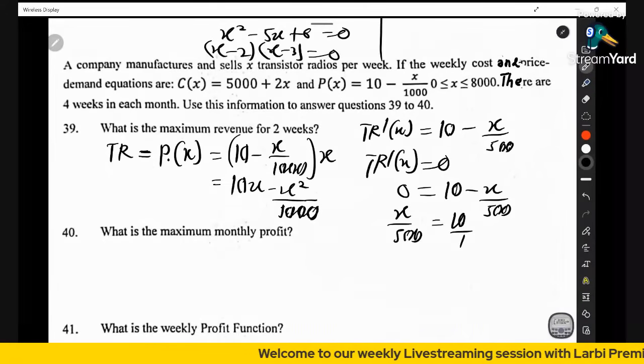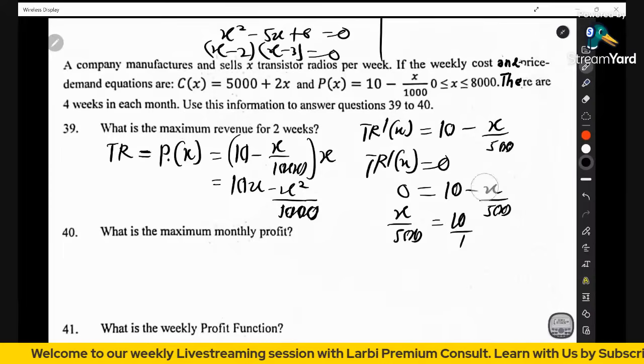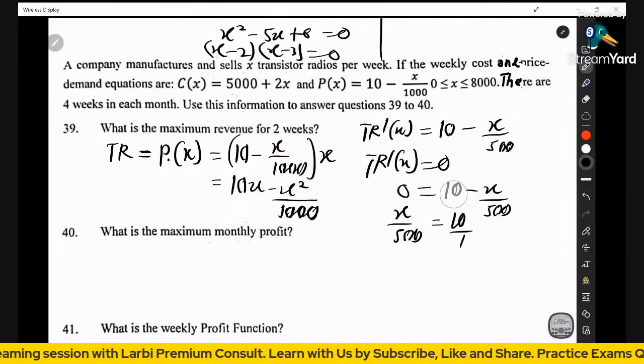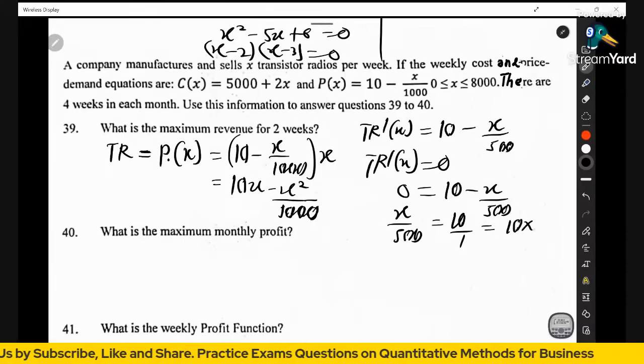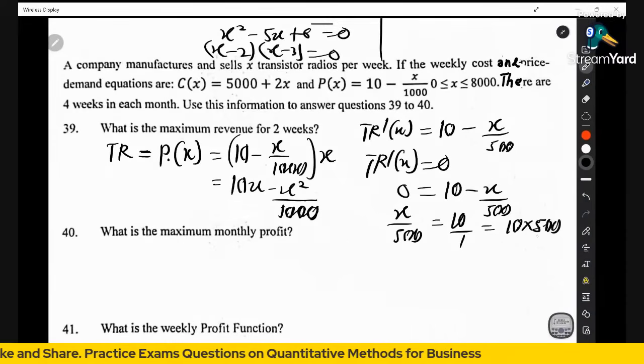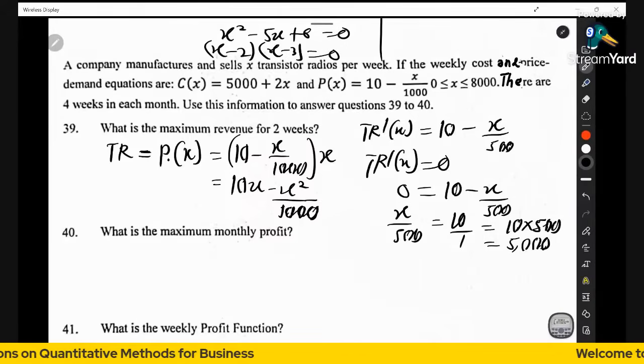So cross multiplication: 500 multiplying 10, x multiplying 1. Because here it is negative, when it joins the other side it becomes positive, and the 10 remains there in that line. Therefore, our x should be equal to 10 multiplying 500, and we are getting 5,000. So that is 5,000 units of output. This is for a week.